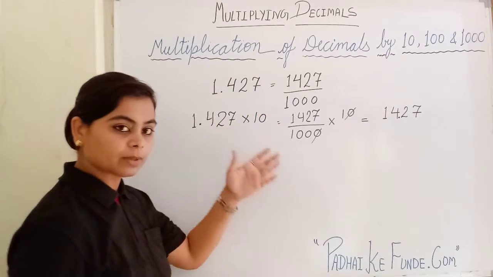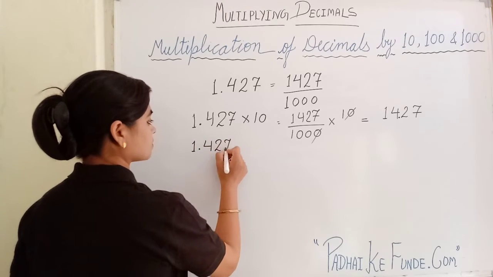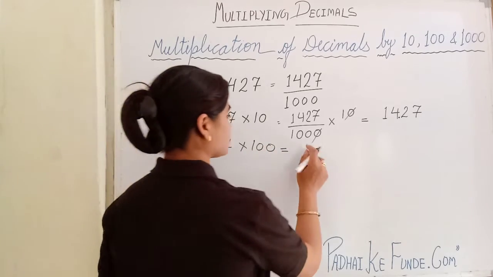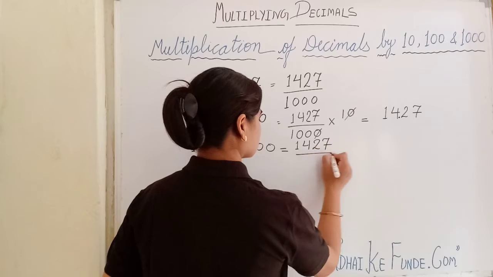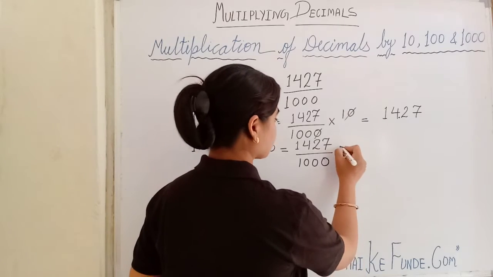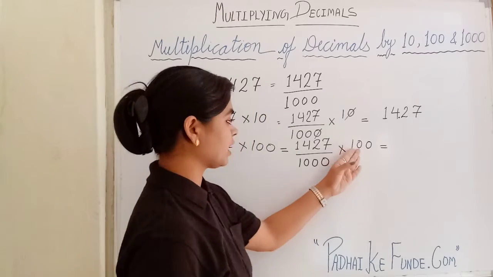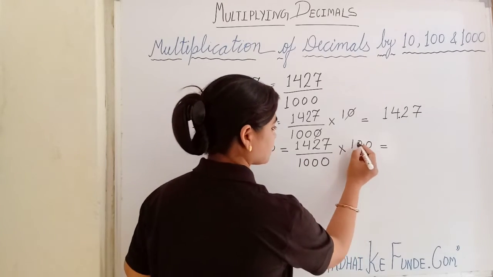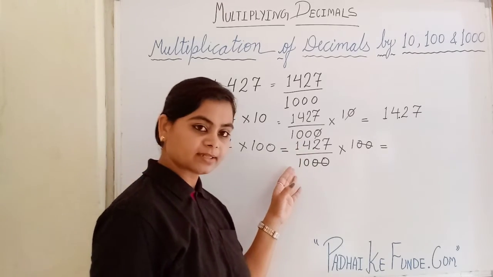Now let us multiply the same number with 100. So here I will write the fraction form of this decimal. And then we have to multiply it with 100 as per the question. Now this time we have 2 zeros at the numerator side, so that will be cancelled with 2 zeros of the denominator. So now with this number we have 10 in the denominator.